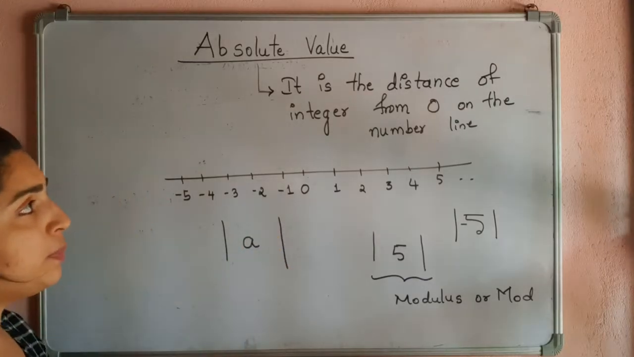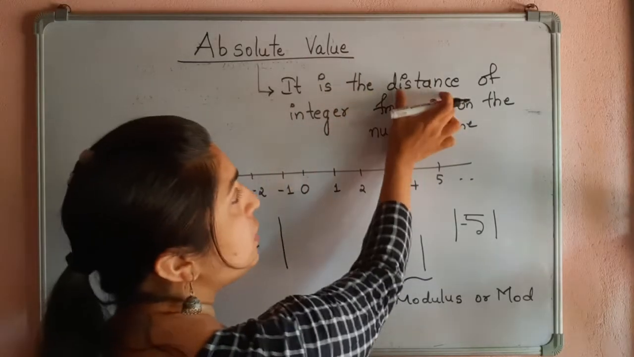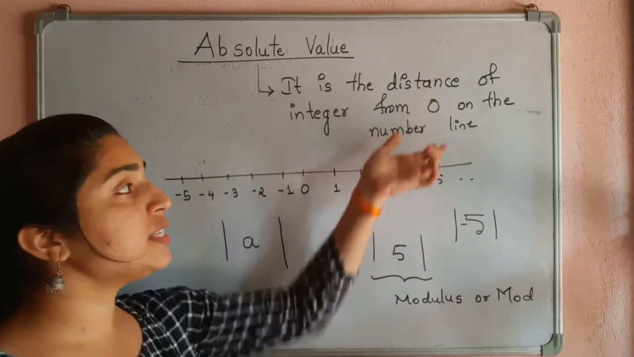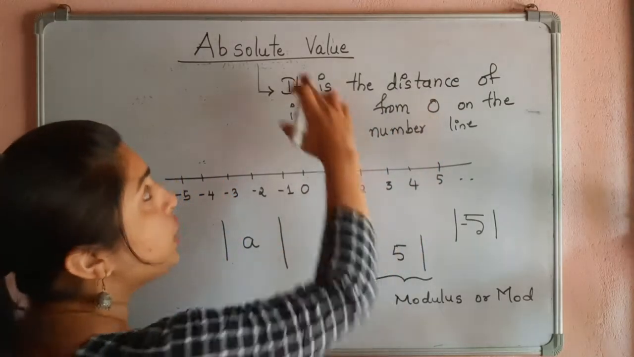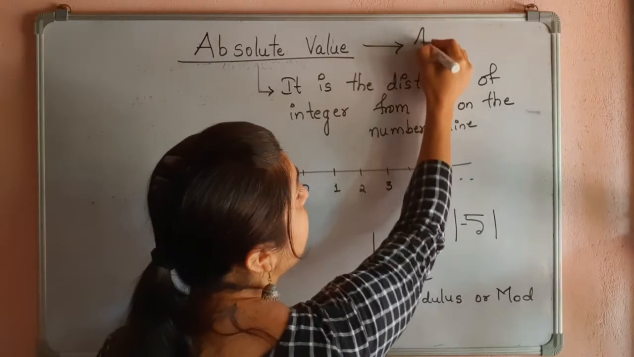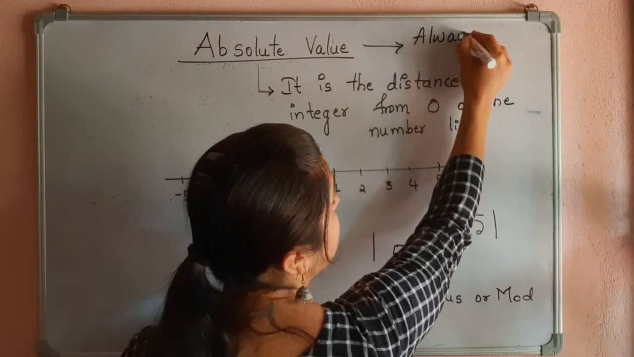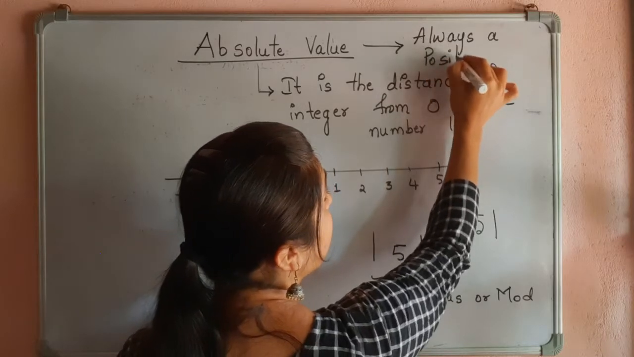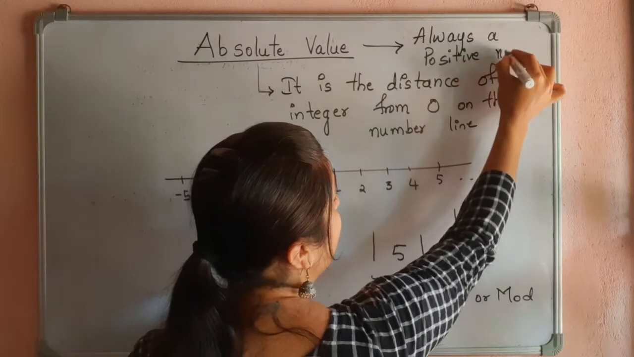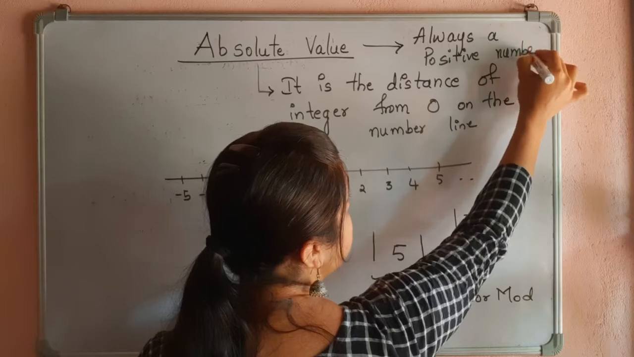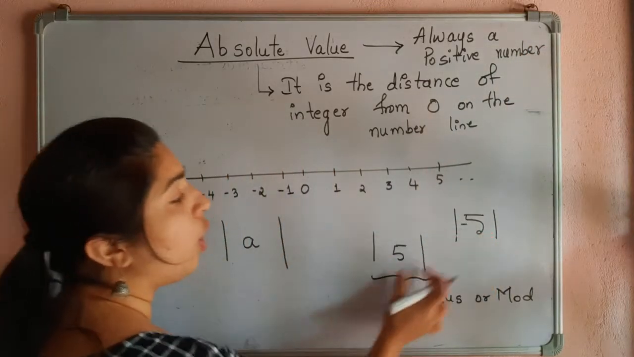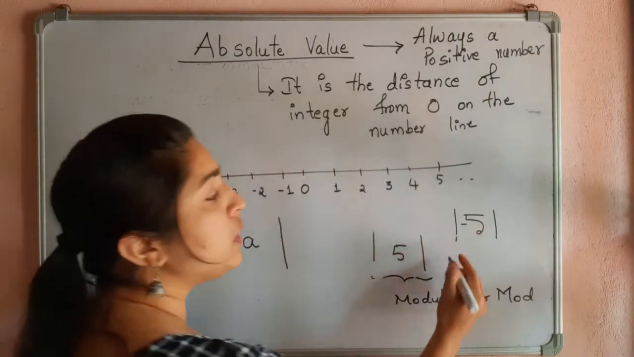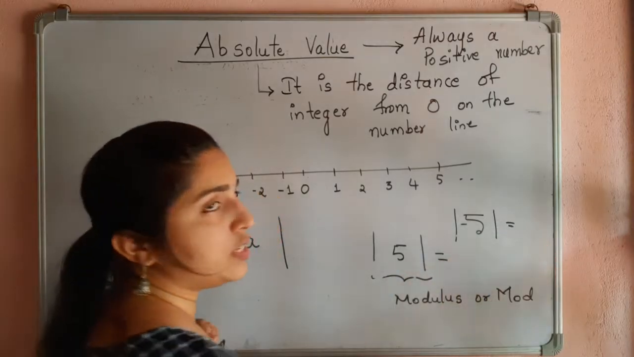You must remember that absolute value is the distance. The distance is a positive number. So absolute value is always a positive number. It can never be negative. If you are considering a negative number or a positive number, the absolute value will be a positive number.